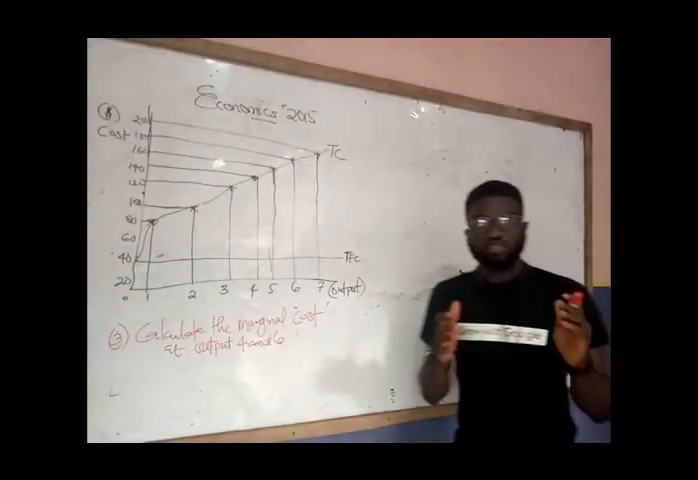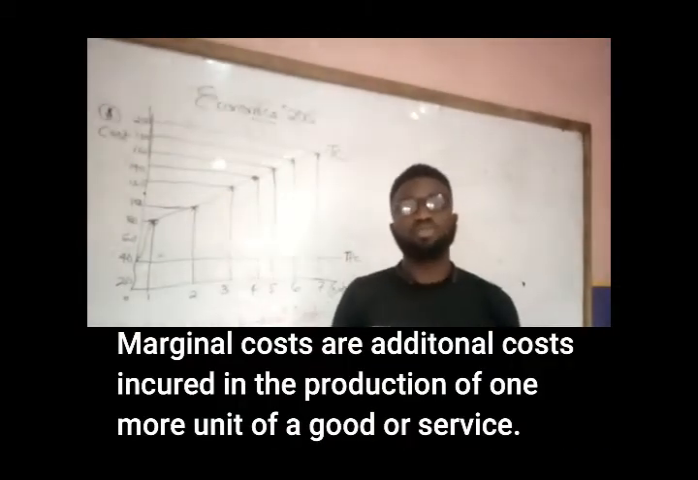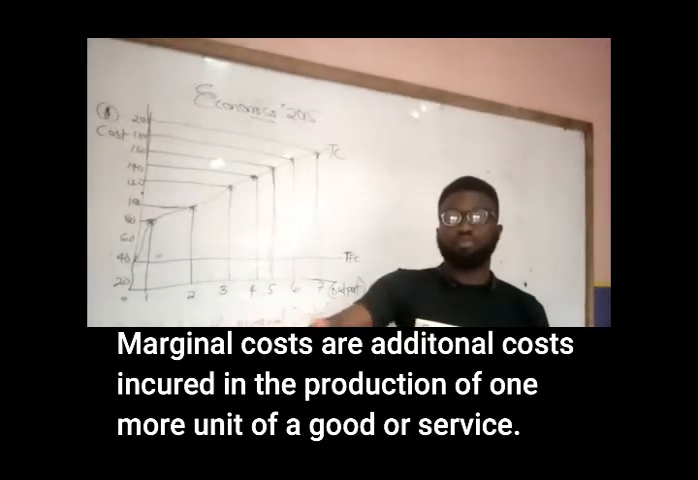Now, question 3. In question 3, we are asked to calculate the marginal cost at output 4 and 6. I know the question you are asking now is, what is marginal cost? Marginal cost simply means an additional cost used in production.